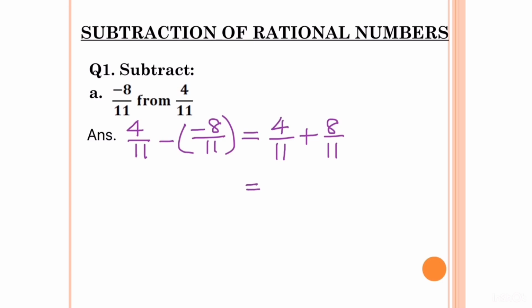Since the denominators are the same, the LCM will be 11. So we will take the common denominator as 11 and we will add the numerators. This is equal to 4 plus 8 is 12 by 11. This expression is equal to 1 by 11 in mixed form. Therefore, if we subtract minus 8 by 11 from 4 by 11, we get 1 by 11.